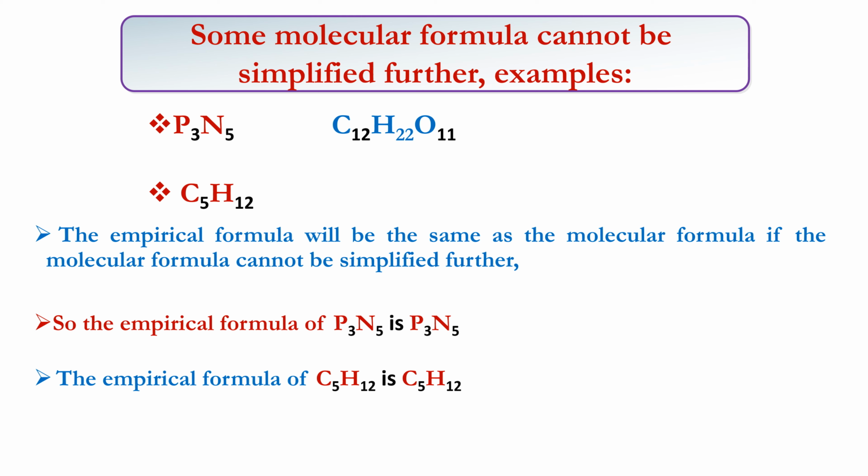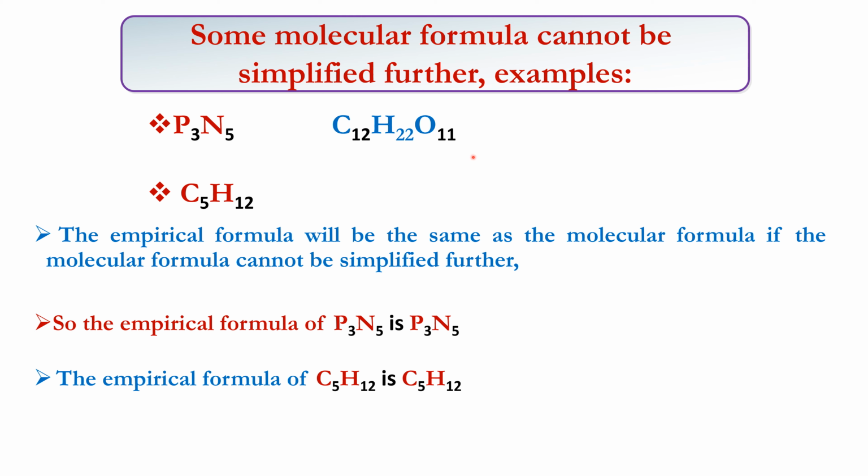Some molecular formulas cannot be simplified further. Let's have a look at this example, P3 and 5. If you look at both subscripts 3 and 5, there is no number that can divide both subscripts. So in that case, the empirical formula of P3 and 5 is the same as the molecular formula. It will still be P3 and 5.